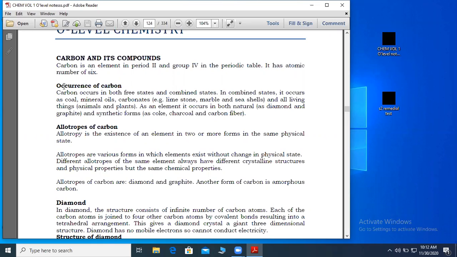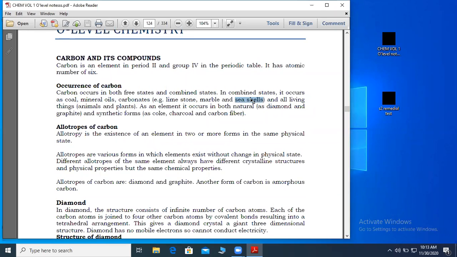Occurrence of carbon. How does carbon occur? Carbon occurs in free states and combined states. In combined states, it occurs as coal, mineral oils, and carbonates. For example, minerals: you have heard of limestone? Limestone is calcium carbonate. Okay? Limestone is calcium carbonate. Then we have seashells.